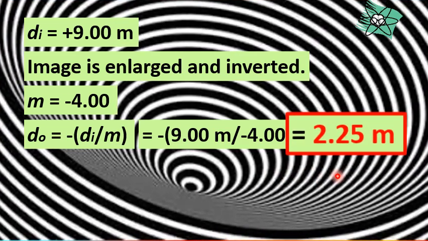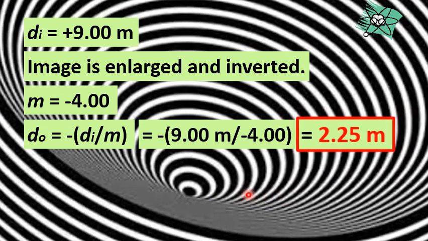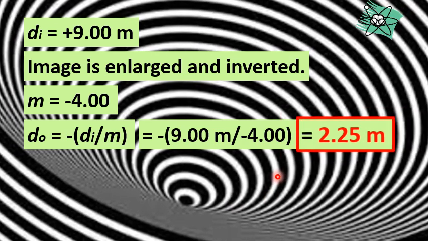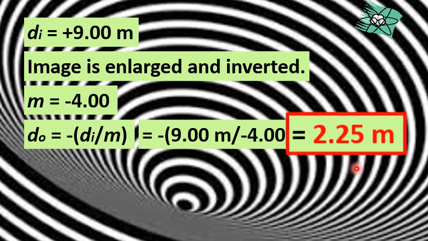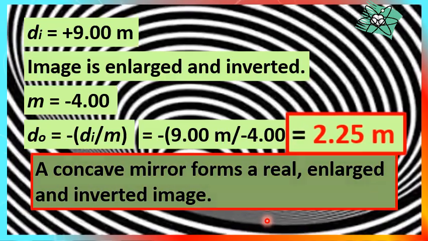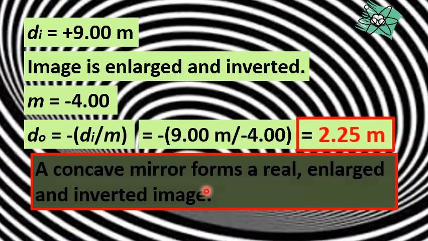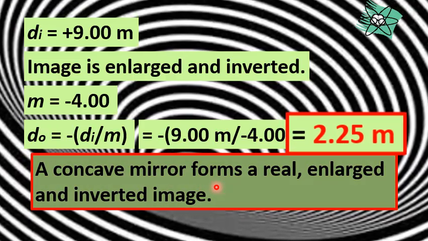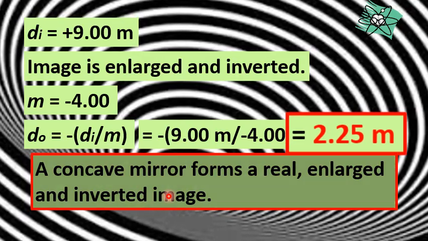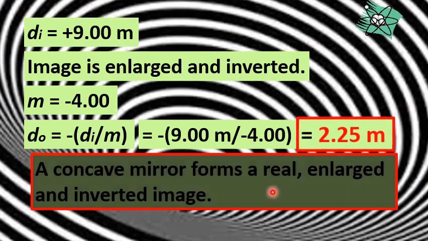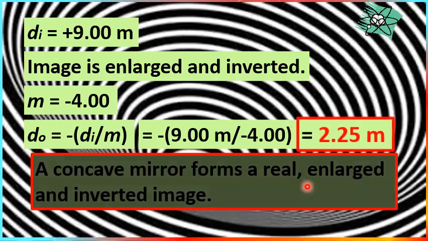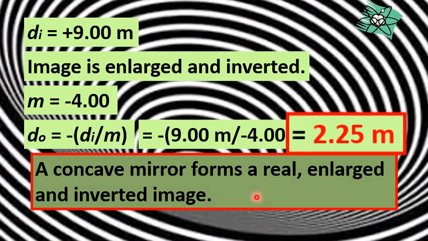As expected, it is positive because the object is located in front of the mirror, right? So 2.25 meters is the object distance, and we are sure that the mirror is a concave mirror. Why? Only a concave mirror can form a real, an enlarged, and an inverted image. A convex mirror always forms a virtual, reduced, and erect image.